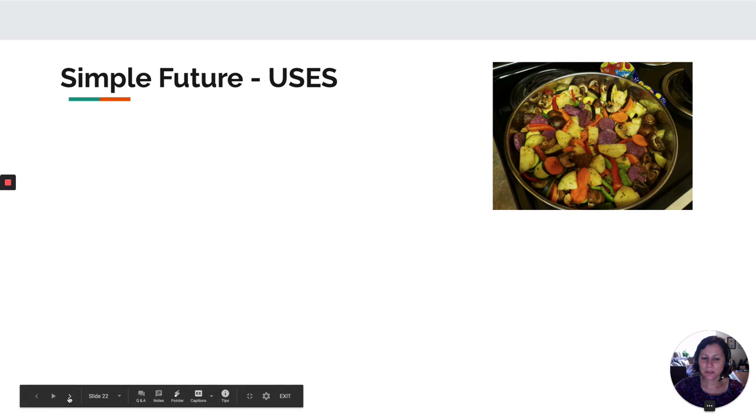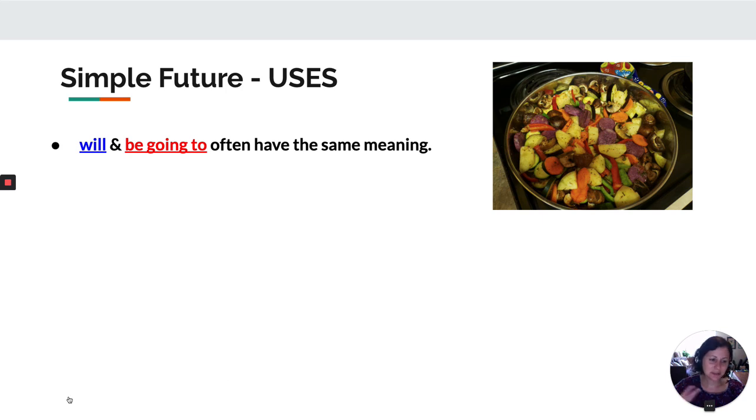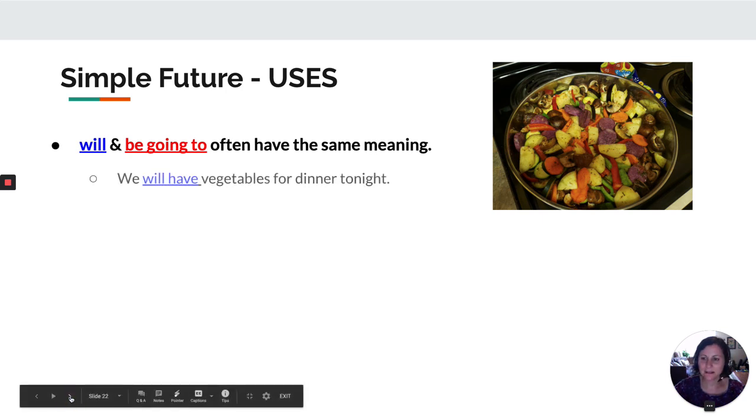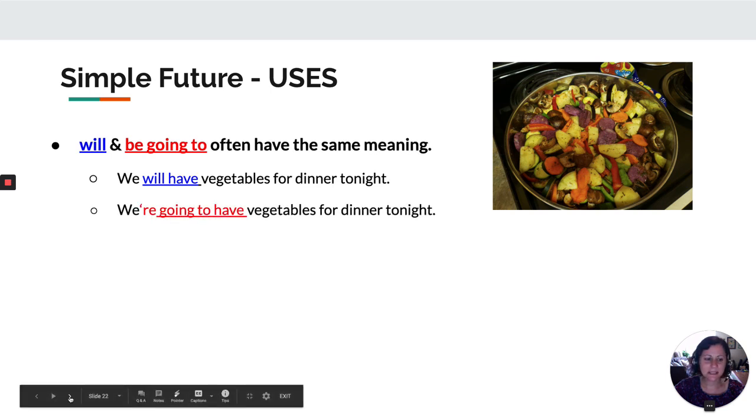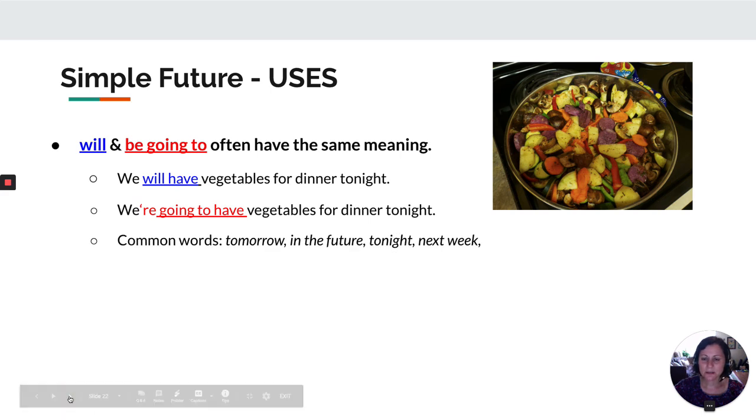Simple future, how do we use it? Will and be going to often have the same meaning. It just means we use it for the future. Like, we will have vegetables for dinner tonight, or we're going to have vegetables for dinner tonight. This means the same thing. Common words you'll see are tomorrow, in the future, tonight, next week.